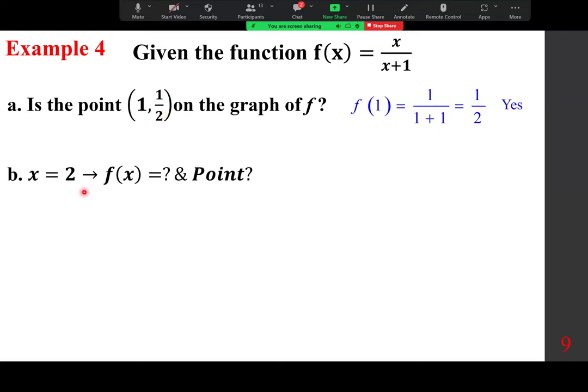When x equals 2, what is f of x? And then write it as a point, as a pair. So basically, class, plug in 2. Plug in 2. So we get 2 over 2 plus 1. We get 2/3. What does it mean? The pair with coordinates 2, comma 2/3 is on the graph of the function f of x equals x over x plus 1.